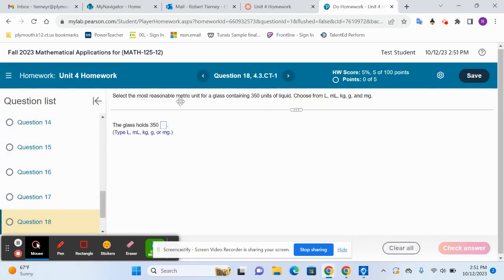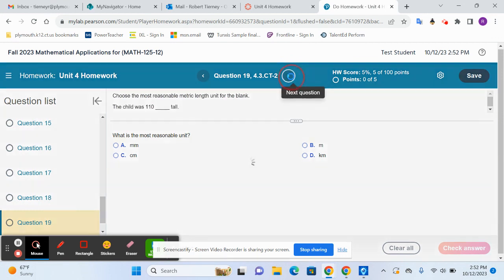The most reasonable metric unit for a glass containing liquid, would you use liters, milliliters, kilograms, grams, or milligrams? Talking about liquid, looking at your list, the only two on liquid are liters and milliliters. And 350 liters seems like quite a bit. That's like 175 2-liter bottles. So I'm thinking the answer is probably milliliters. That's question 18. Then we got 19, another reasonable.